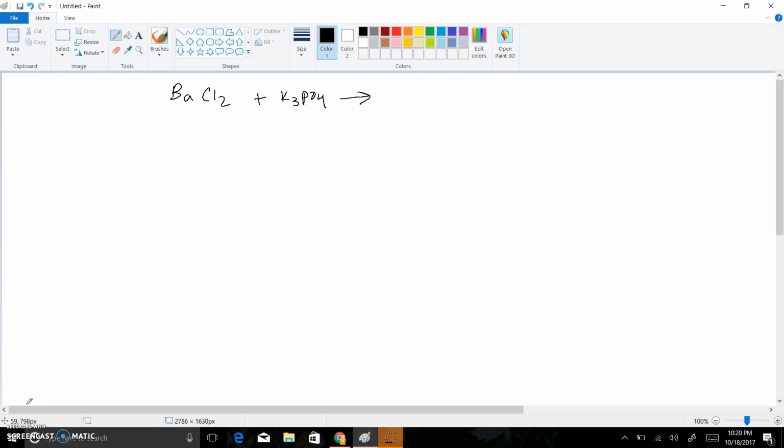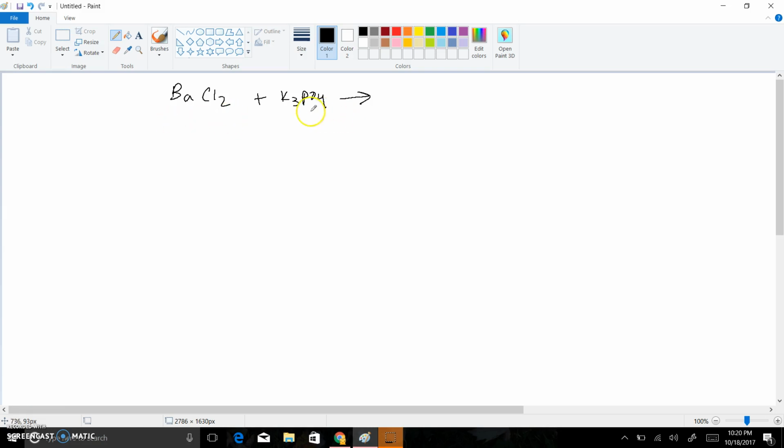This video is on how to write ionic and net ionic equations, and how to draw things at the molecular level too. You can draw ionic and net ionic equations for many different equations, but the most common way you're going to do it is with double replacement or double displacement reactions. So here I definitely have a double displacement reaction.